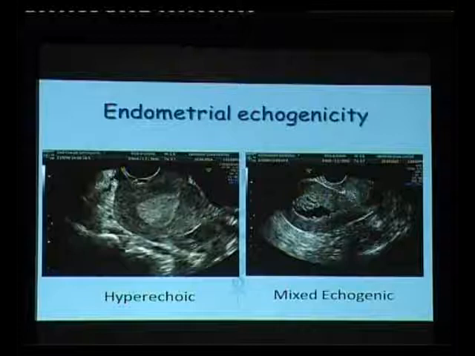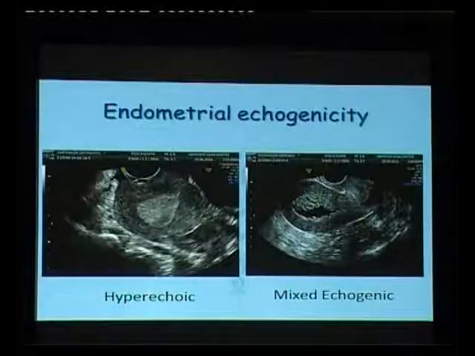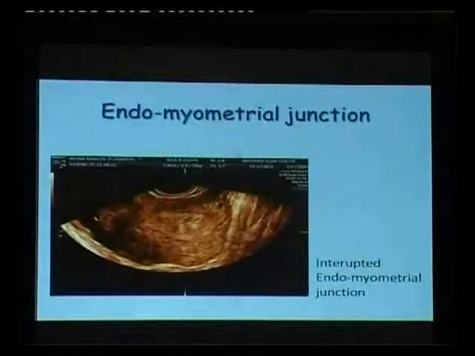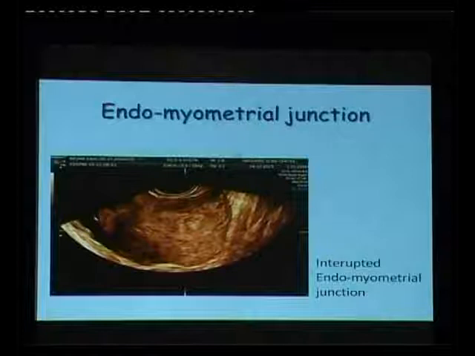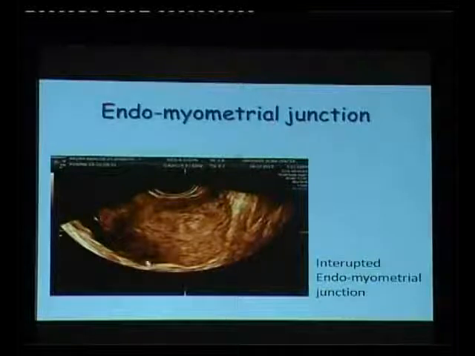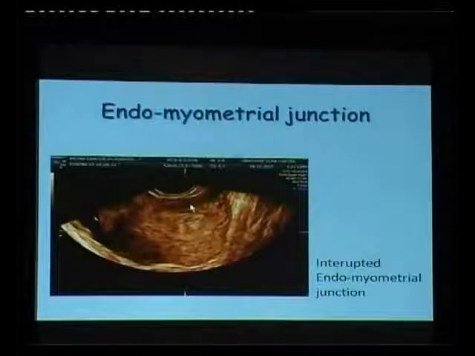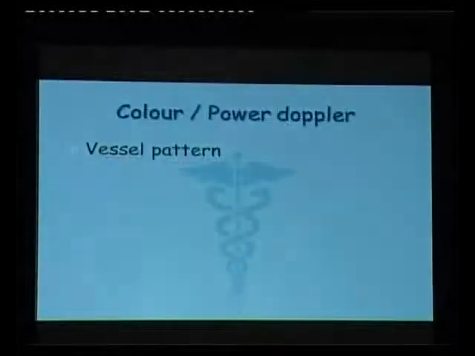So we have an endometrium which is thickened more than 5 millimeters. We have an echogenic or a mixed echoic endometrium, which is to be kept in mind as far as the morphology is concerned. Now, coming to the endomyometrial junction, the most important thing is an interrupted endomyometrial junction. This is a very important thing where you really cannot get the endomyometrial junction in toto. Only areas of the endomyometrial junction are seen, but the rest of the areas are interrupted. So this is a typical interrupted endomyometrial junction.